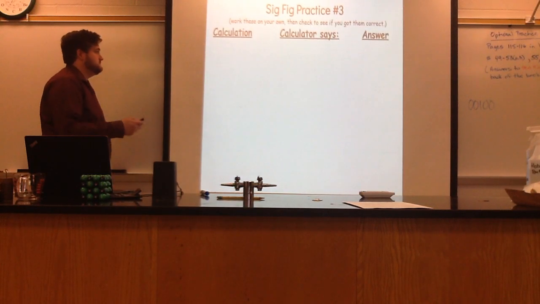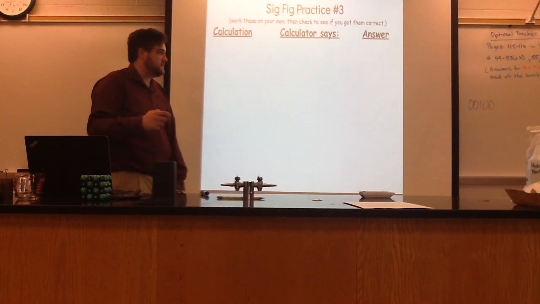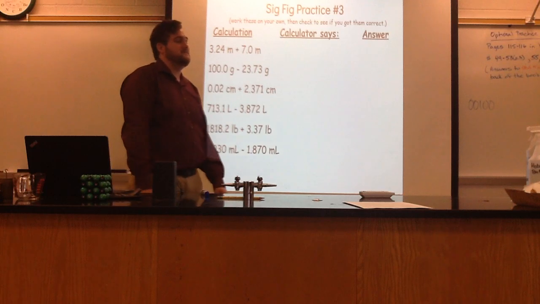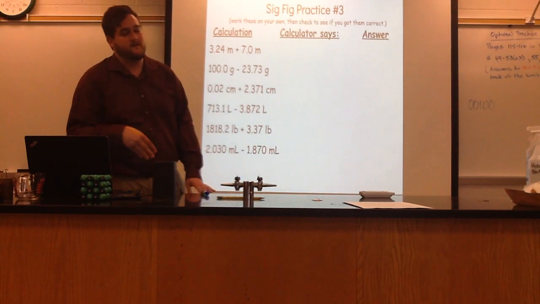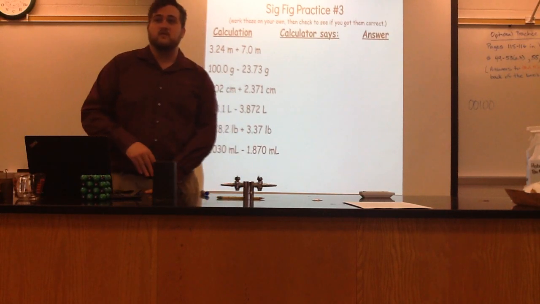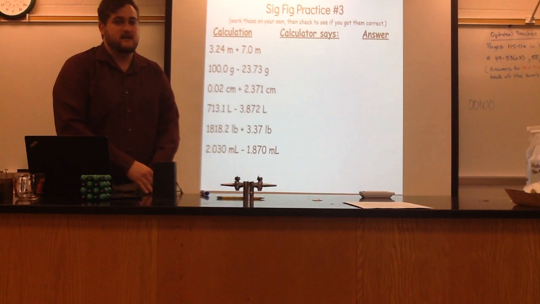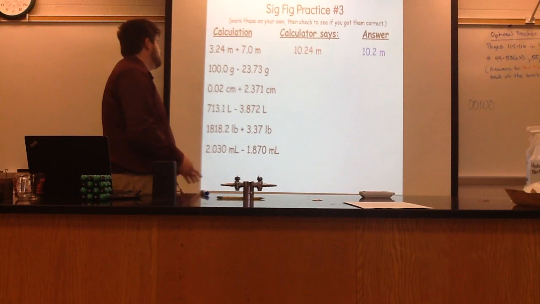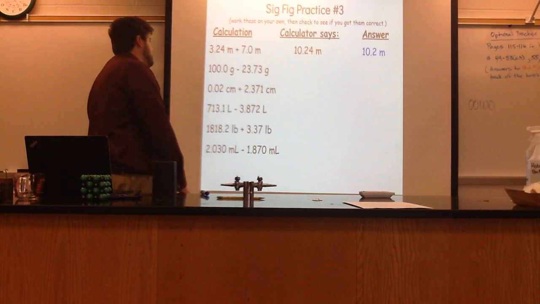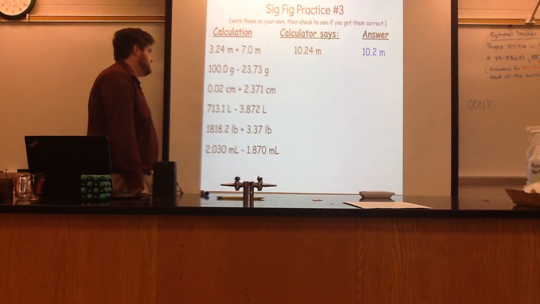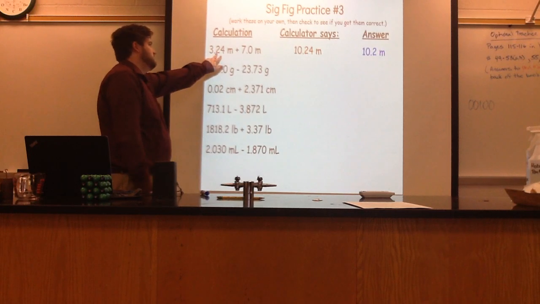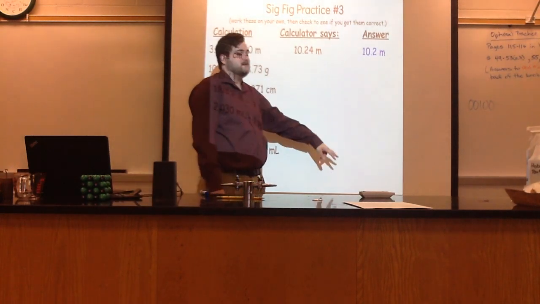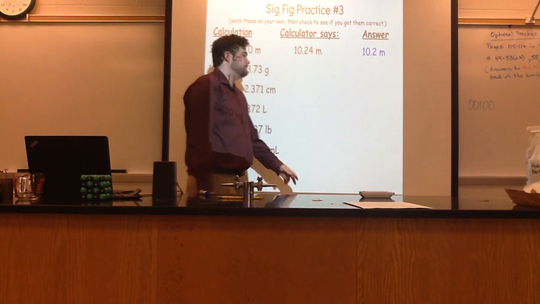So we've got more sig fig practice here. Here's our calculations. I'll give you a few seconds if you want to pause the video to go over these, and then I'll quickly run through a few examples, and then y'all can check the rest of the answers on your own. So we're going to start with this first one here. 3.24 meters plus 7.0 meters. We've got 2 decimal places here, 1 decimal place here. Calculator's going to say 10.24, we're going to round it to 10.2 meters.